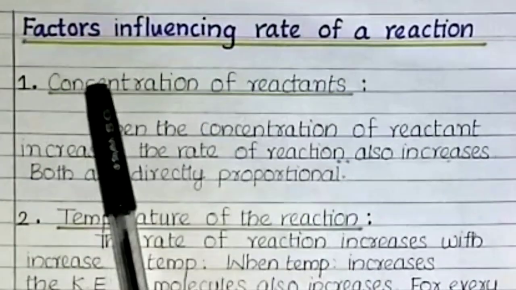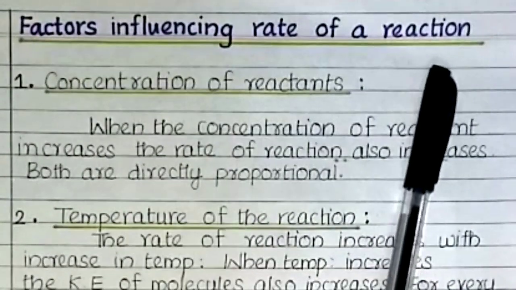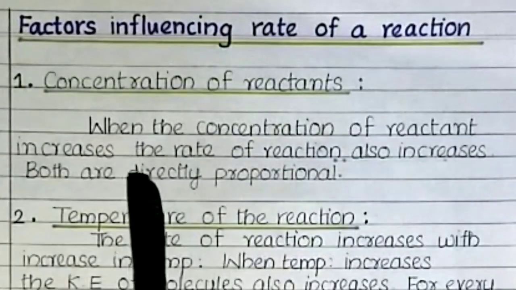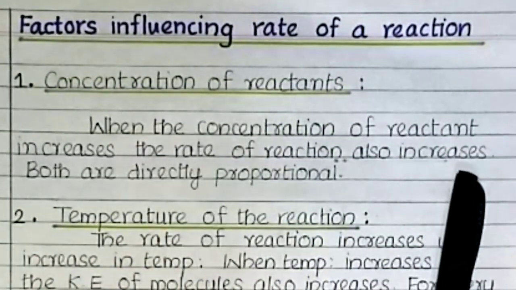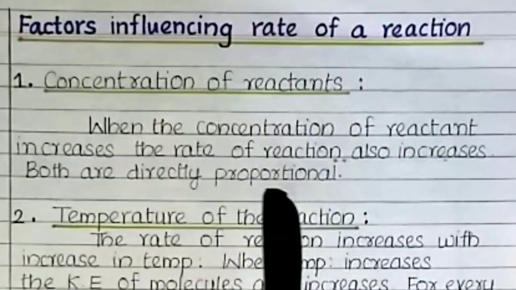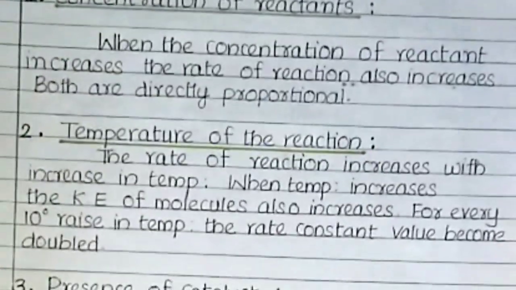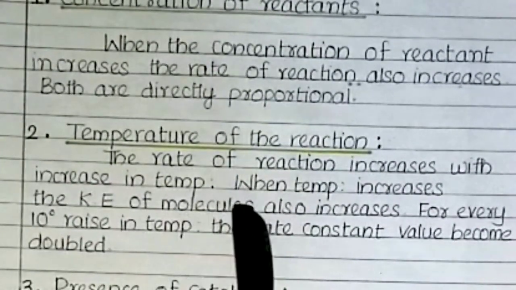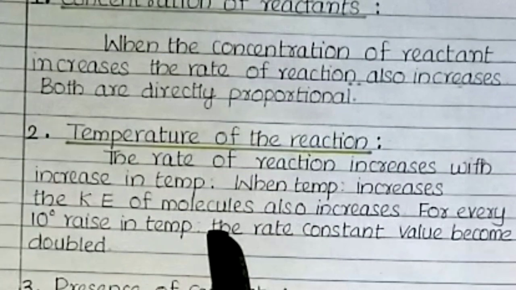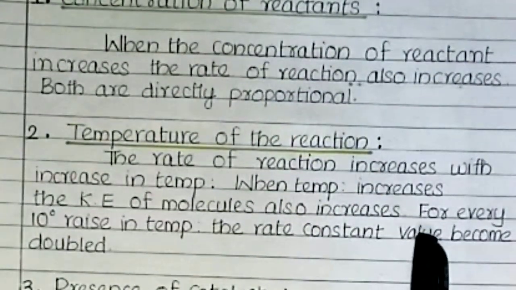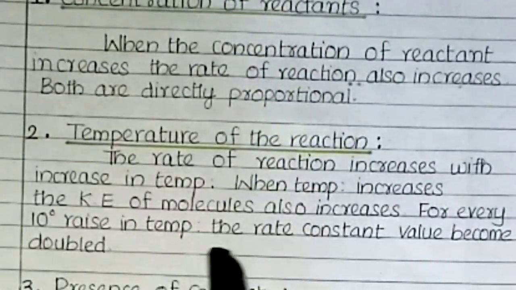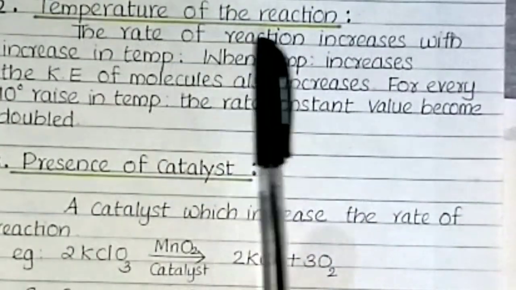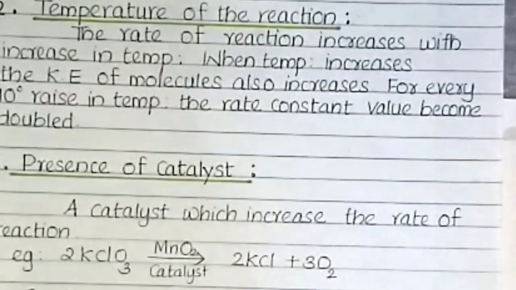Next our portion is factors influencing the rate of a reaction. First one is concentration of reactants. When the concentration of reactants increases, the rate of reaction also increases. Both are directly proportional. Second one is temperature of the reaction. You know, the rate of reaction increases with increase in temperature. When temperature increases, the kinetic energy of molecules also increases. For every 10 degree rise in temperature, the rate constant value becomes doubled. Simply we can say, temperature increases, rate of reaction also increases.